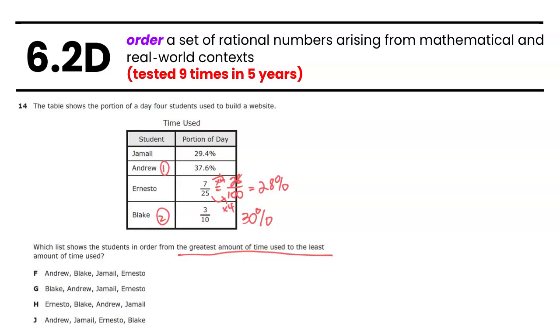And automatically I see that I'm done, because the only one that has Andrew and Blake as the first 2 positions is letter F. If you kept going, next would have to be Jamail and then Ernesto, and that matches up with what letter F says.